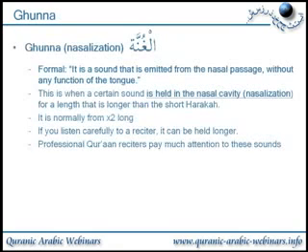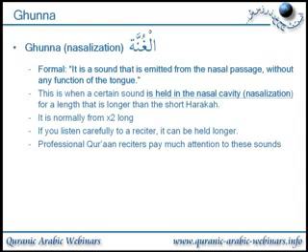Ghunna. So ghunna is in English nasalization. Here we have it written in Arabic, and the formal definition: it is a sound that is emitted from the nasal passage without any function of the tongue. This is when a certain sound is held in the nasal cavity. That's why it's called nasalization. And really, you could think of this as humming. If you just hum, you'll see your tongue doesn't move, and the motion of the humming is done in your nasal cavity. And that's a bit like the ghunna.